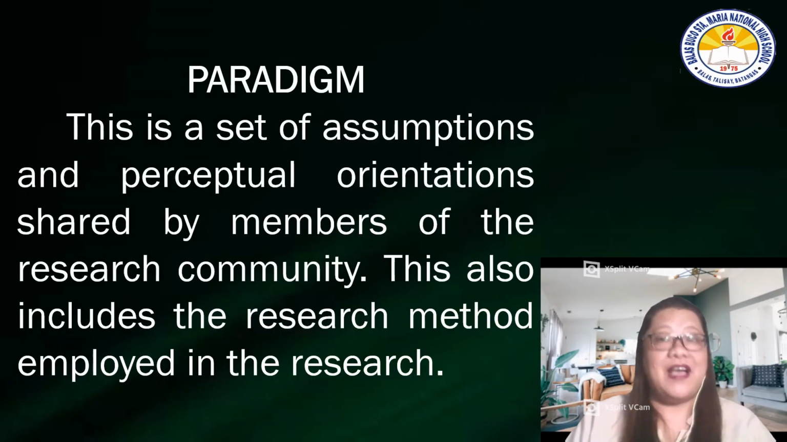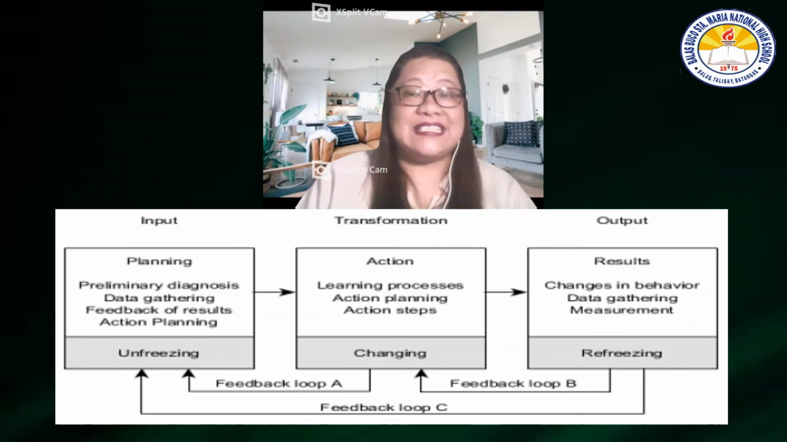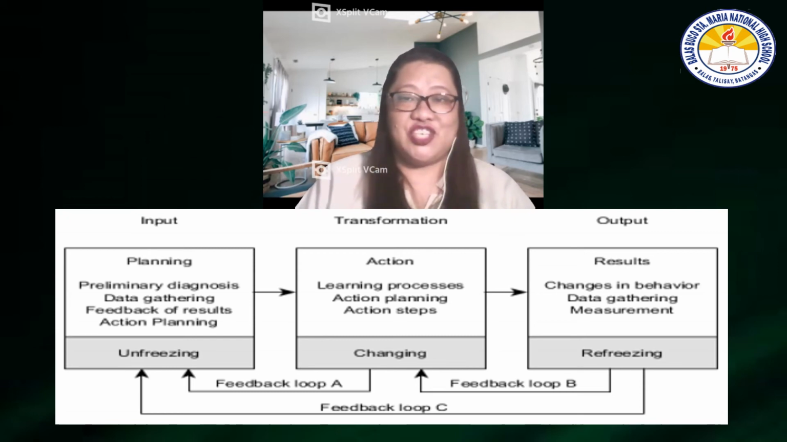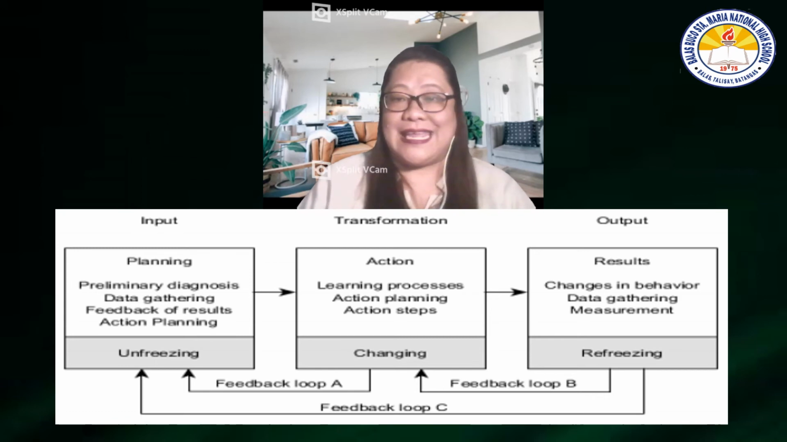Lastly, we have paradigm. This is a set of assumptions and perceptual orientations shared by members of the research community. This also includes the research method employed in the research. In this given example of a paradigm, we have here the input, the transformation, and the output. For the input, we have the planning, or the preliminary diagnosis, the data gathering, the feedback of results, and action planning. And these revolve around the unfreezing stage.